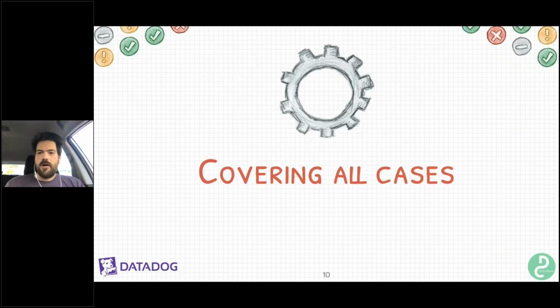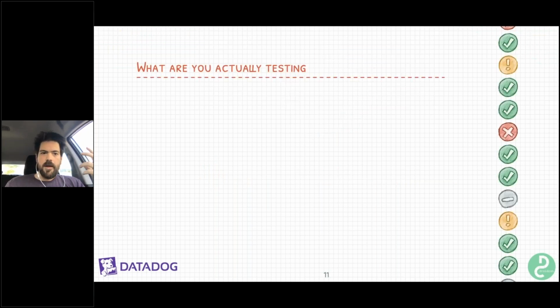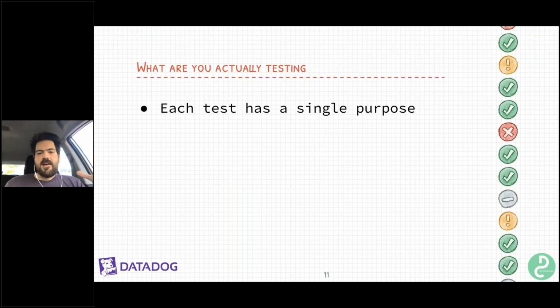So once you've applied all these best practices, that you're doing your best with the test, you need to cover all your cases. You need to ask yourself, what should I test? Each test should have a single purpose. So if your test is testing more than one thing, then you can split it and make 2 tests instead.